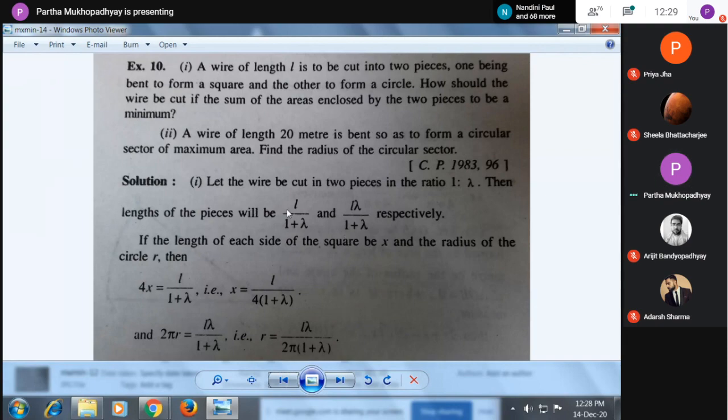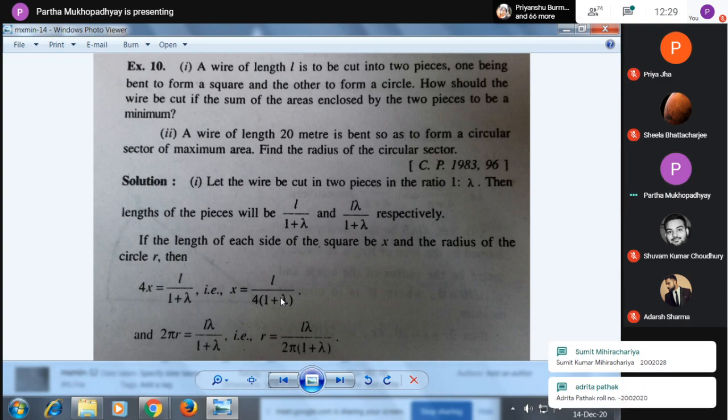Now, using this part, L by 1 plus lambda, suppose we are forming a square. The length of the side is x. So what is the total perimeter of the square? 4x, obviously. So this 4x should be equal to the length of this part, L by 1 plus lambda. That means each side should be L by 4 into 1 plus lambda. This is the length of the side of the square.